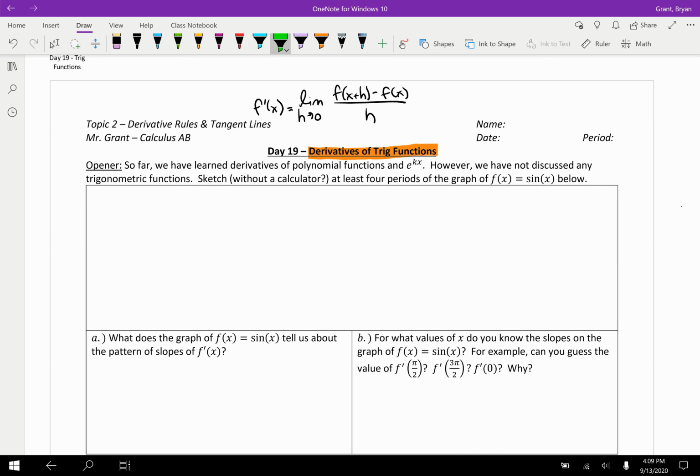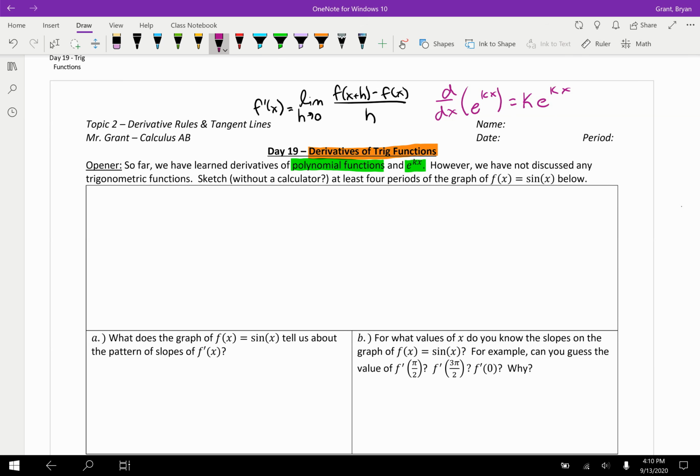Let's begin. We've learned about derivatives of polynomials, that's like our power rule, and combinations of e to the kx. And just a reminder, if you have forgotten, if you take the derivative of e to the kx, we said it becomes k e to the kx. However, we haven't discussed any trig functions, so we're going to start with just a brief review of what the graph of f of x equals sine of x looks like.